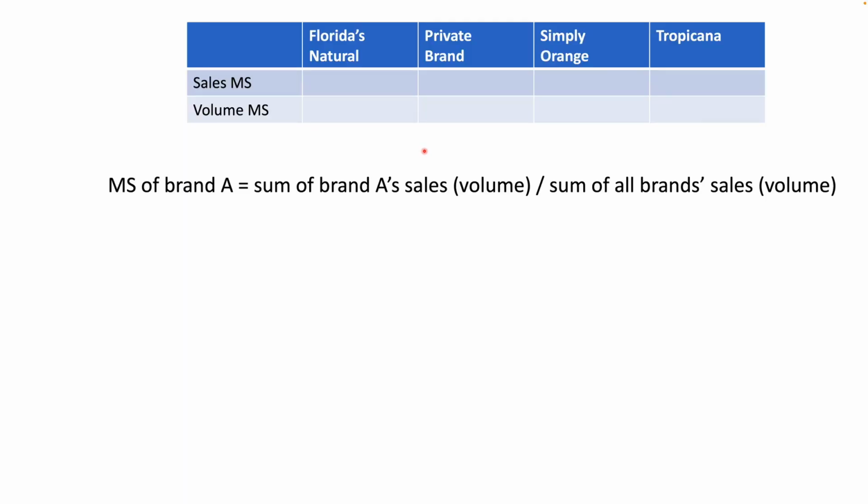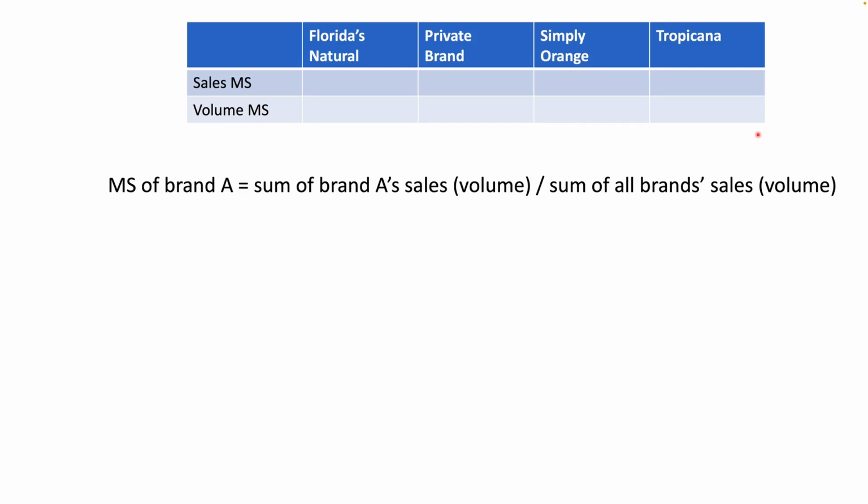First, we are going to draw the market share table. There are 4 brands: Florida's Natural, Private Brand, Simply Orange, and Tropicana. And the manager wants to draw the market share table by sales and volume. So, that's the goal of this analysis.